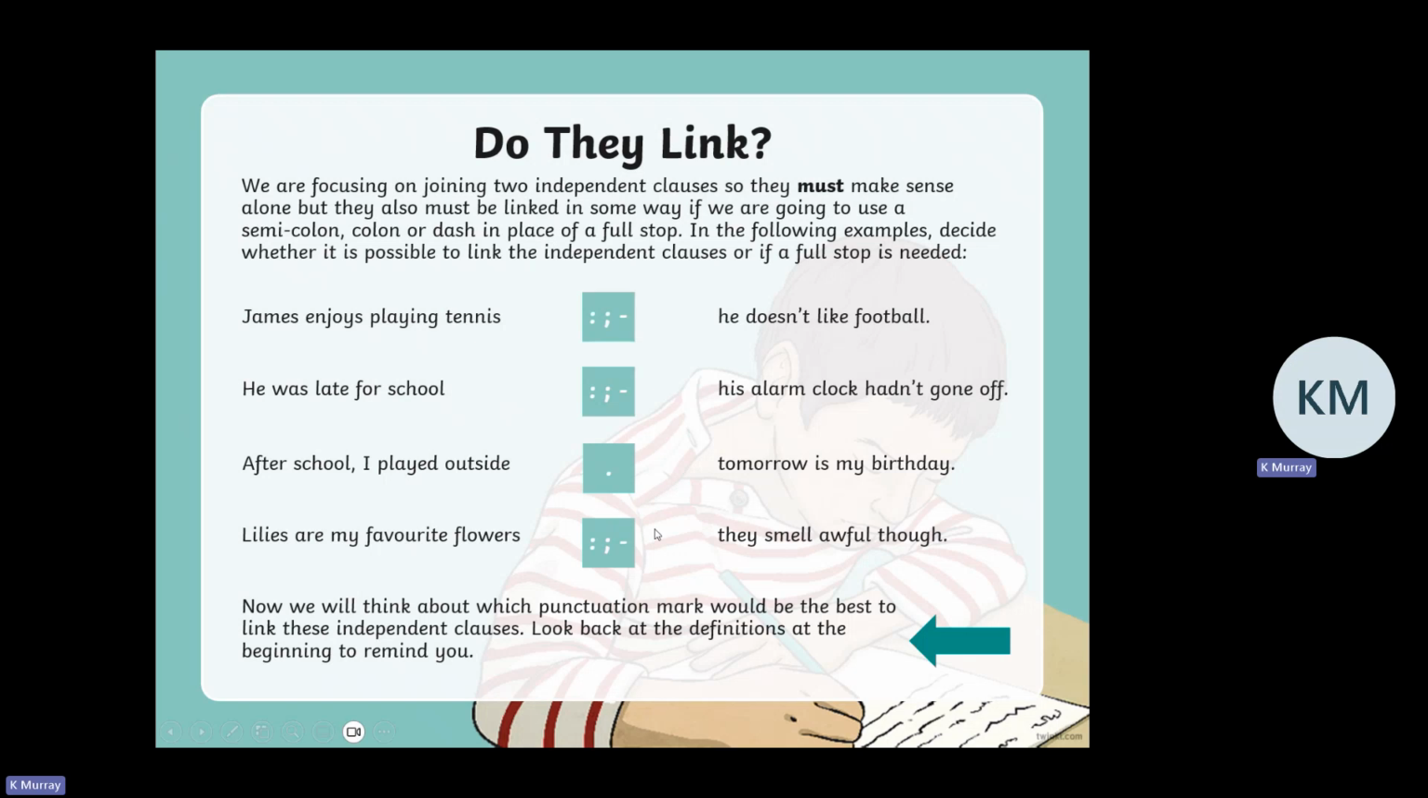They smell awful though. Now you can see we could use one of these three because the thoughts are linked, aren't they? Tennis, football, linked. Late for school, alarm clock, linked. Playing outside and birthday, not linked, therefore we need the full stop. Lilies, smell, they're linked, okay? And that's how we can use the colon, the semicolon, or the dash in the middle instead of a full stop or a conjunction. We could have had lilies are my favourite flowers, but they smell awful, yeah?